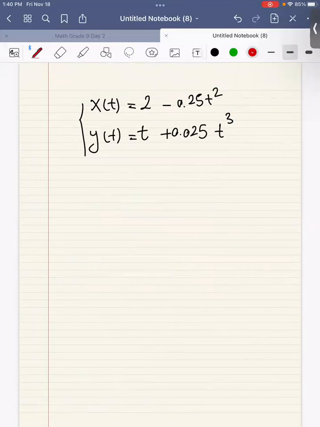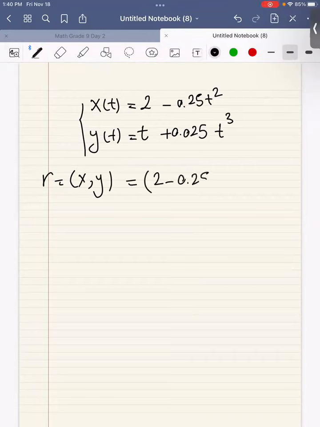Let me just write R. The position R is x and y, so it has two components. The first component is 2 minus 0.25 t squared. The second component is t plus 0.025 t cubed.